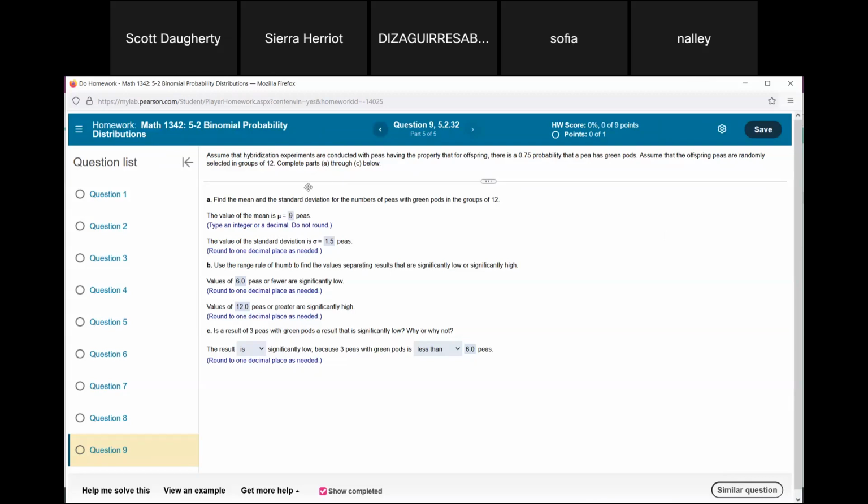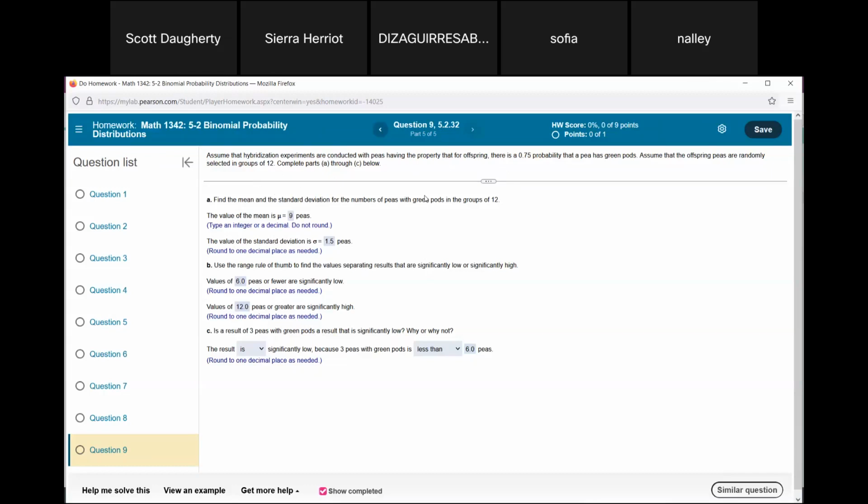Well, if you look at this, it's actually a binomial distribution. So the fixed number of trials is 12. There's 2 outcomes when you run a trial. You either have a green pod or you don't. A pea with a green pod or a pea without a green pod. So there's your 2 outcomes, right? Exactly 2 outcomes.